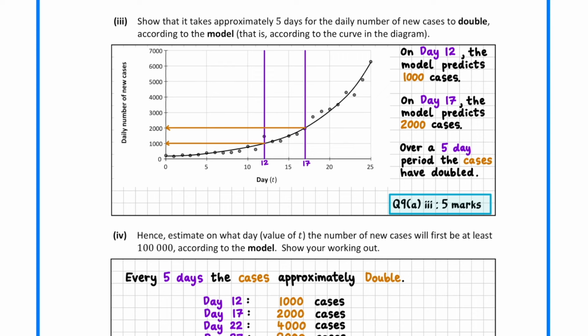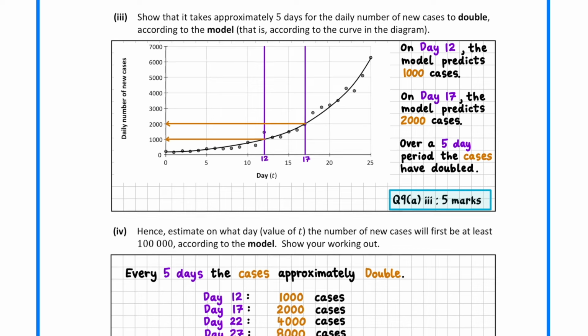In part 3, we must show that it takes approximately 5 days for the daily number of cases to double, according to the model. Well, on day 12, the model predicts around 1,000 cases. 5 days later, on day 17, the model predicts around 2,000 cases. This illustrates that over a 5-day period, the cases have approximately doubled.